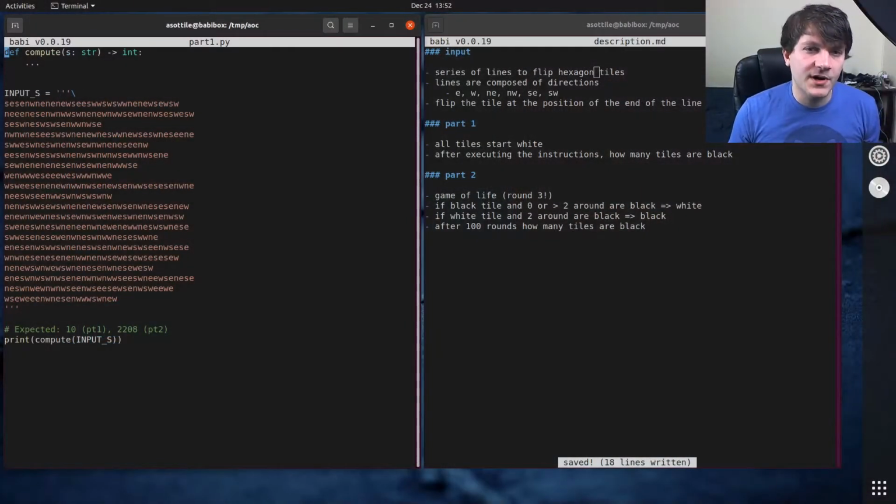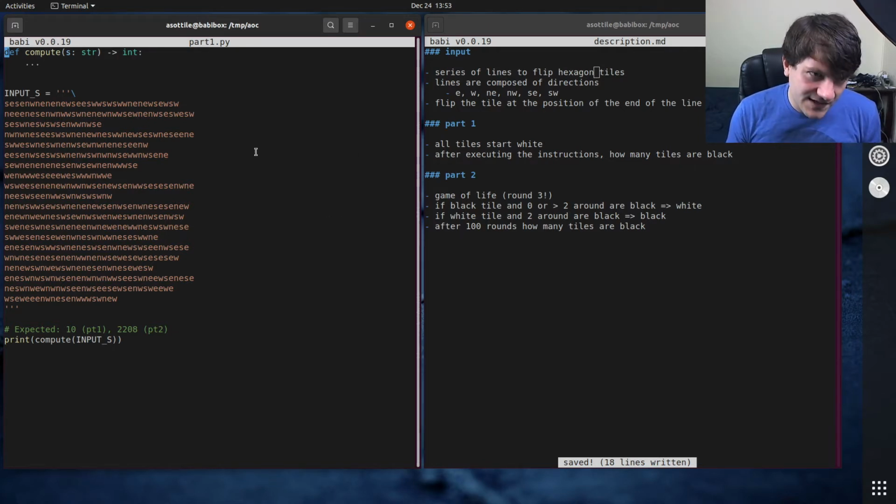Okay, so today's problem is the input is a series of lines to flip hexagon tiles, and they look like this. And lines are composed of directions, either east, west, northeast, northwest, southeast, or southwest, so there's variable length in these, so you can't really do any clever slicing, unfortunately.